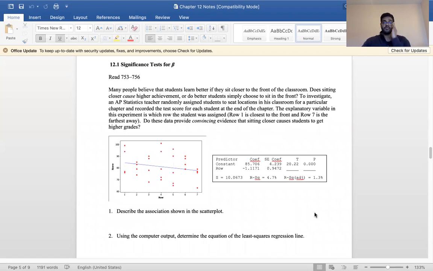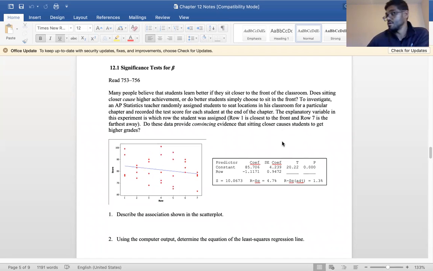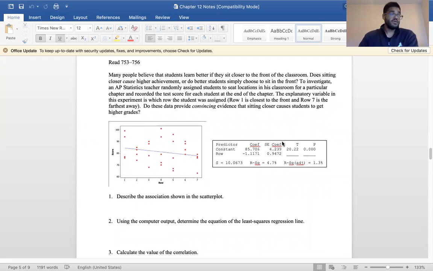And so now we're moving to the next part, which is, instead of doing a confidence interval, we can also do a significance test. Is the slope of our line significant? So a couple of things to look at. Describe the association, right? This is thinking back to SOCS, right? Shape, outliers, center, spread. Remember, the association is positive if as X increases, Y increases, and negative if as X increases, Y decreases.